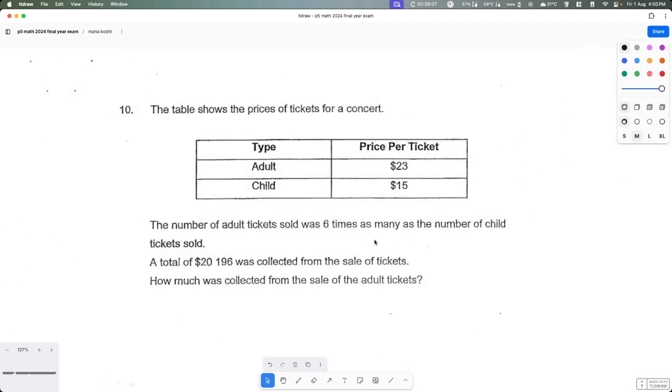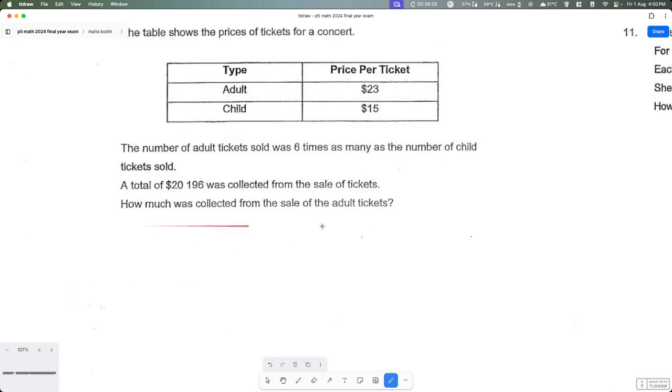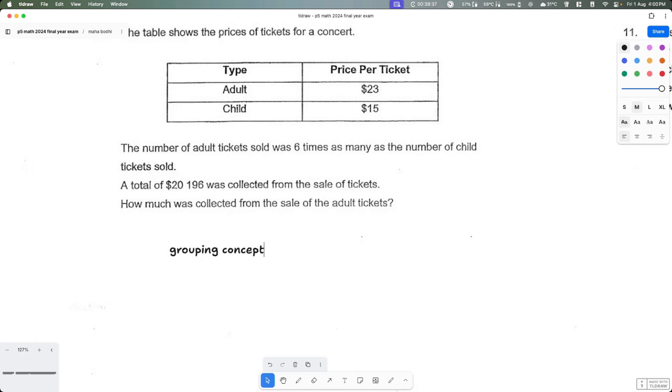Let's move on to the next question, question number 10. So the table shows the price of tickets for a concert. The number of adult tickets sold was 6 times as many as the number of child tickets sold. So you see $23 and $15. So a total of $20,196 was collected from the sale of tickets. How much was collected from adult tickets? In this case, this is what we call the grouping concept.